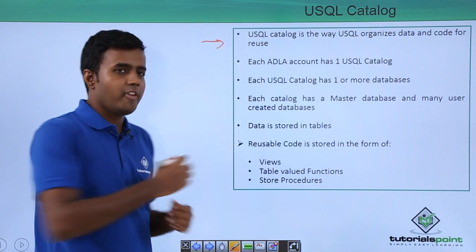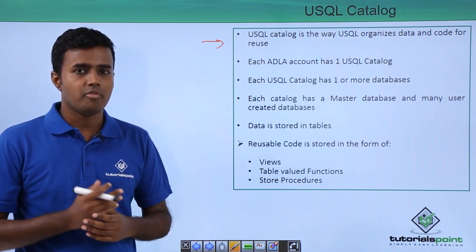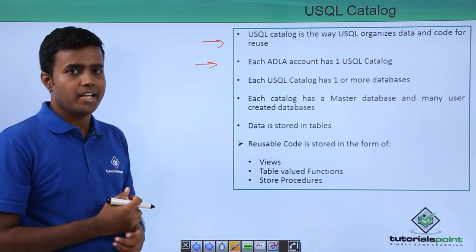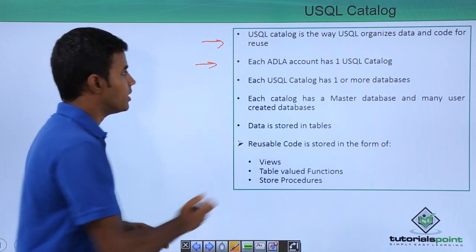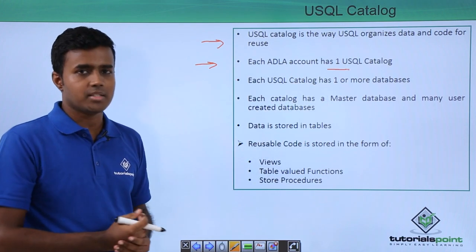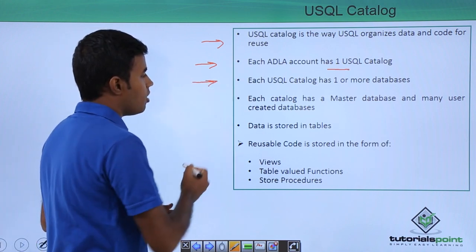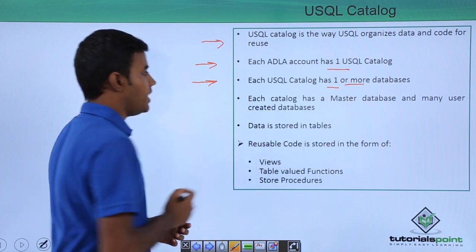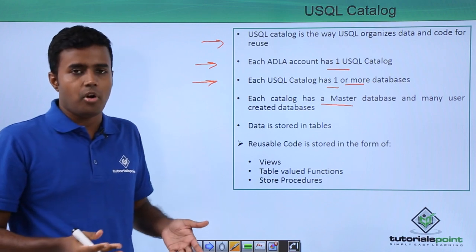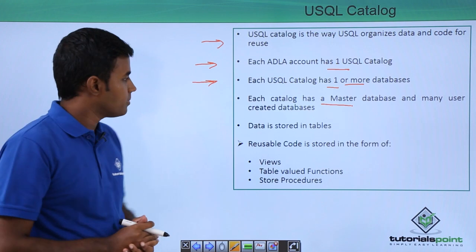U-SQL Catalog is the way that U-SQL organizes code and data for reuse. Whenever you create an ADLA account, you get one U-SQL catalog. Each U-SQL catalog is nothing but a list of databases, similar to what you would do in SQL Server. Each U-SQL catalog has one or more databases, and each catalog has a master database by default. If you want, you can go ahead and create many user-related databases.